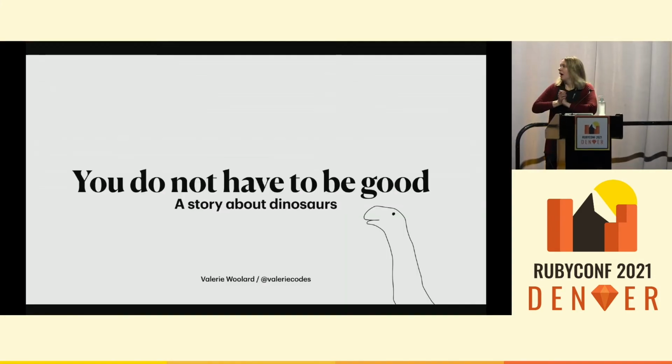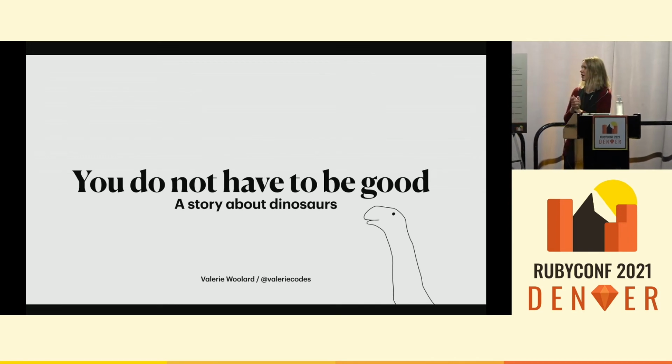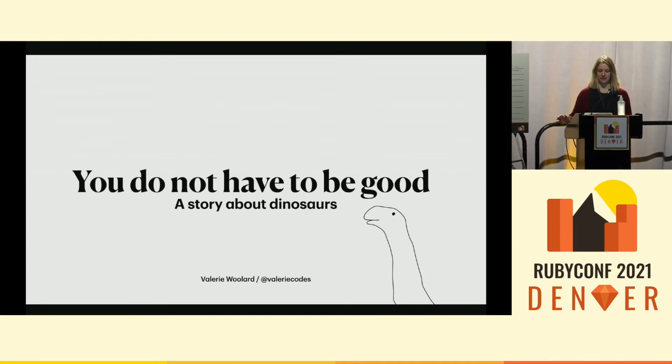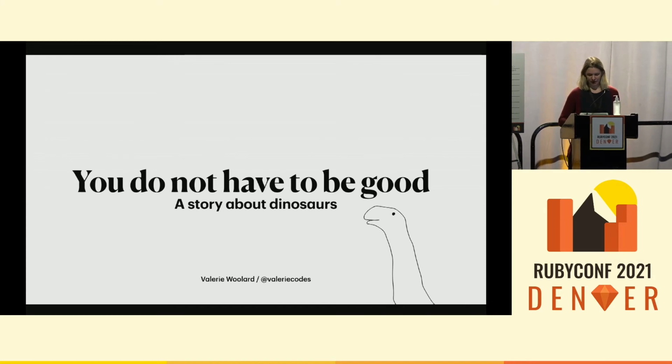I'm Valerie Willard. I am a data infrastructure engineer at Heroku, but I'm not going to be talking about programming at all in this talk. It's going to be about dinosaurs. This is You Do Not Have to Be Good, a story about dinosaurs. That's my Twitter handle. Follow me if you like dinosaurs or Ruby.